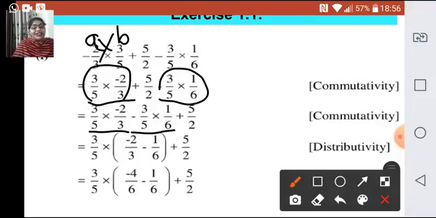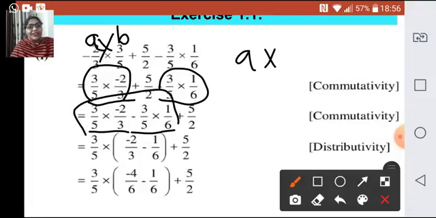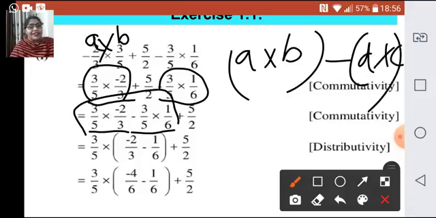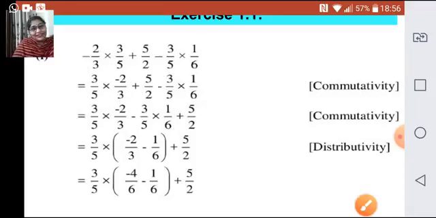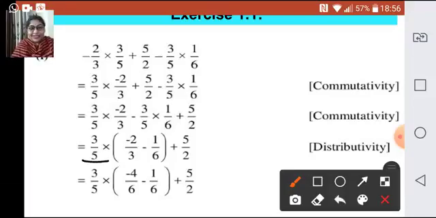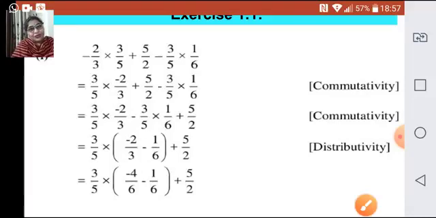Right, now here we can use the distributive property, children. Now here I can see it is in the form of a into b minus a into c. Can I take a common and write in bracket b minus c, children? So this is what we are going to apply here. So it will be 3 upon 5. Here you can see we have taken common outside, negative 2 upon 3 as it is, and 1 upon 6 as it is. Only between these two there is a subtraction sign, so here we have taken the subtraction sign, children, and plus 5 upon 2 as it is.